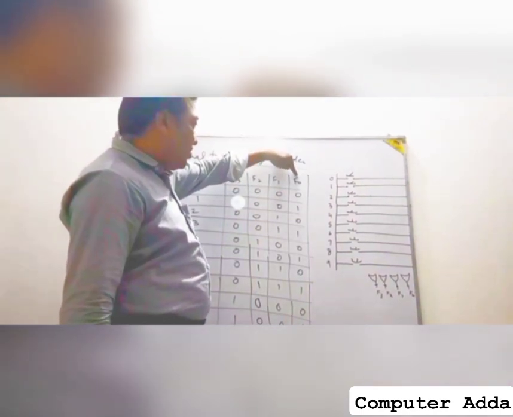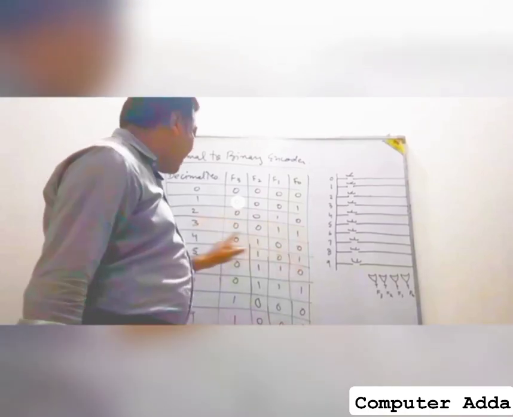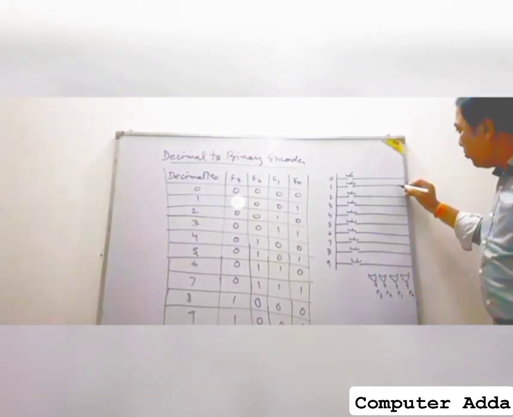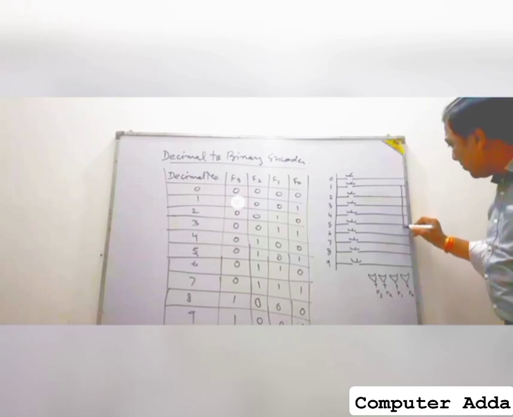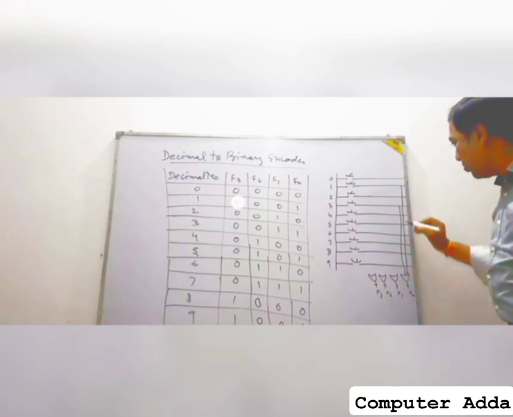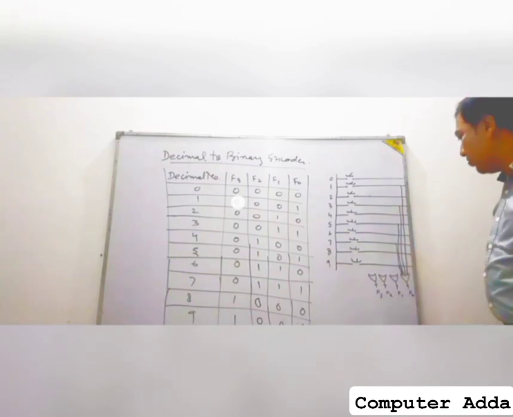In the F0 truth table you will see 1 is present at number 1, 3, 5, 7 and 9. So you will draw one straight line from number 1 and connect it to F0. Then one from number 3, connect. One from number 5, connect. One from number 7, connect, and one from 9. So this is F0.